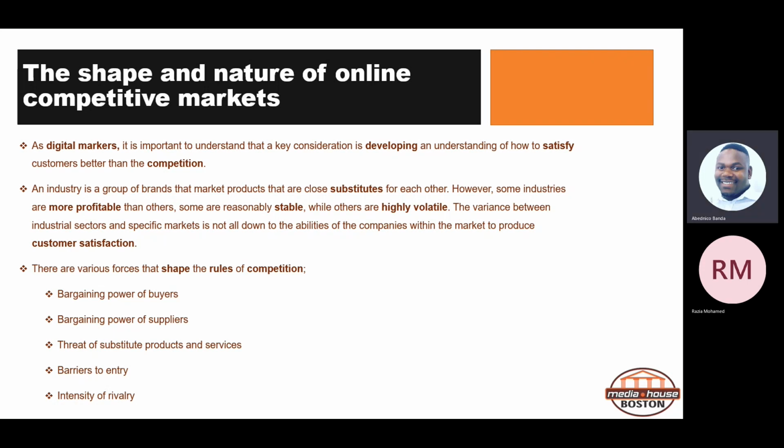Then the barriers to entry. Sometimes it's difficult to enter the market because the competitor has established a full market there. Then the intensity of rivalry. So I'm going to explain all these in theory and how they link to digital marketing. Here I'm just explaining to you how these shape the rules of competition.